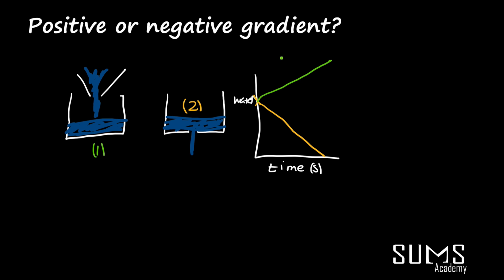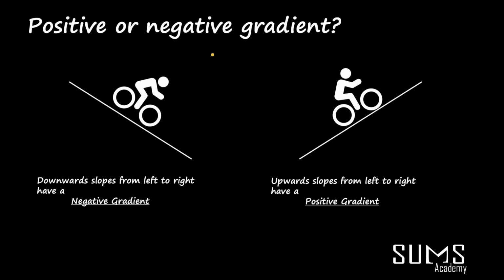So if we relate this back to gradients, we can think this water going up like this is going to have a positive gradient, m plus, while this bucket here, the water's going down, it's going to have a negative gradient, m minus 1. So a downward slope, like we just saw, from left to right, is always going to have a negative gradient, while an upward slope from left to right is going to have a positive gradient.